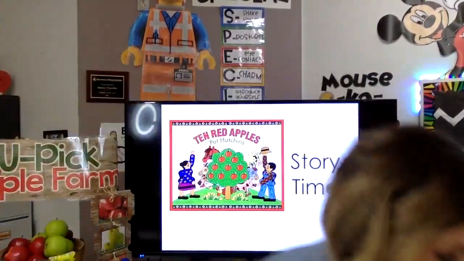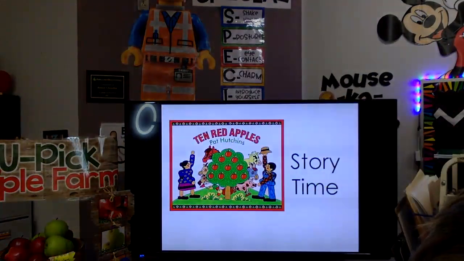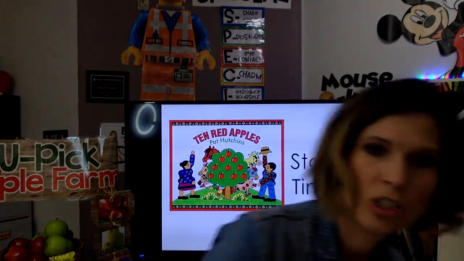Okay, now there were 9 red apples. Cow came by and he ate one. So now there's how many? Count it up. Got 5 on this hand and 3 on this hand. What'd you come up with?